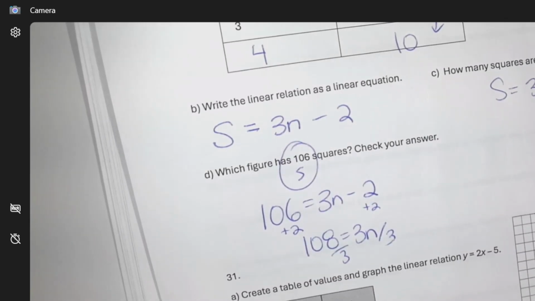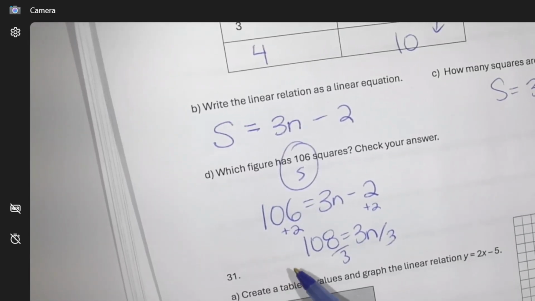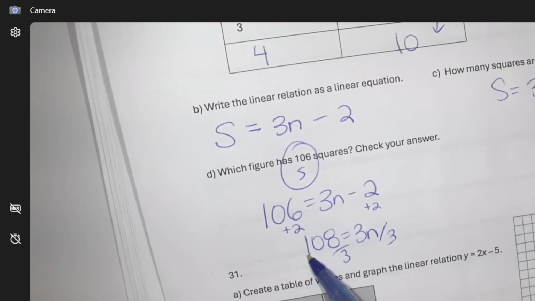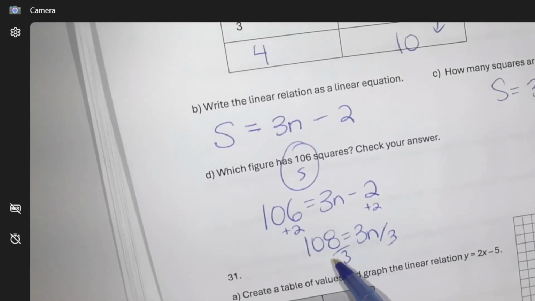and divide by 3. Does anybody know if 108 is divisible by 3 without your calculator? I know there's like a way. Yes, it is. How do I know? The sum of your numbers. What's 1 plus 0 plus 8? 9. Is 9 divisible by 3? Yes.